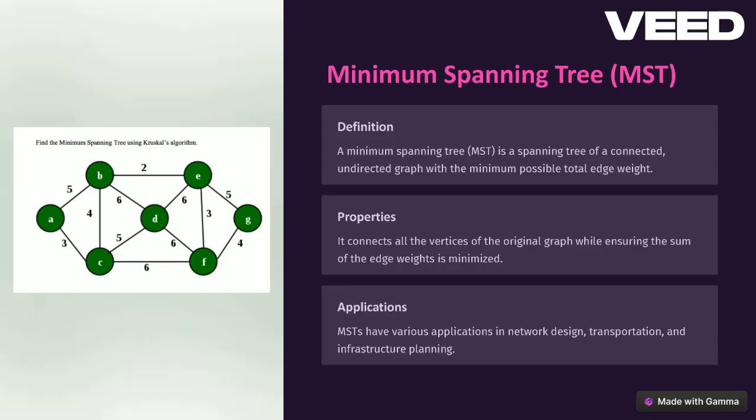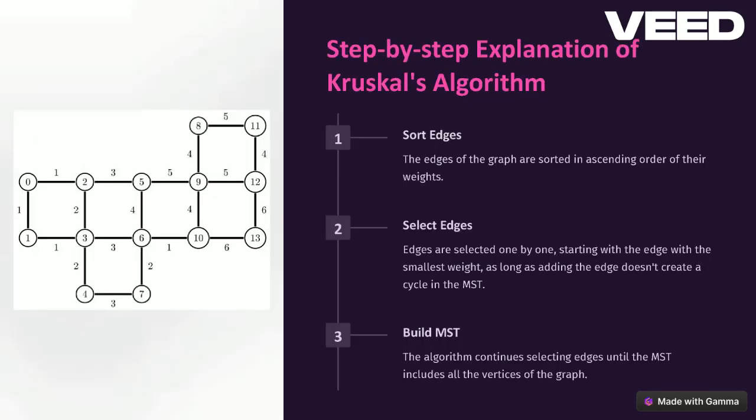Minimum spanning tree. A minimum spanning tree is a spanning tree of a connected undirected graph with minimum possible total edge weight. It connects all the vertices of the original graph while ensuring the sum of the edge weights is minimized. Minimum spanning trees have various applications in network design, transportation, and infrastructure.